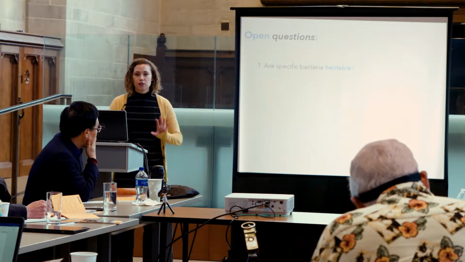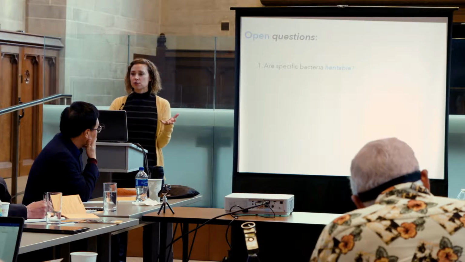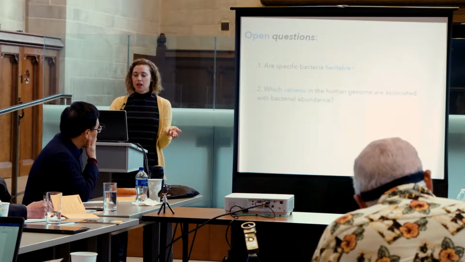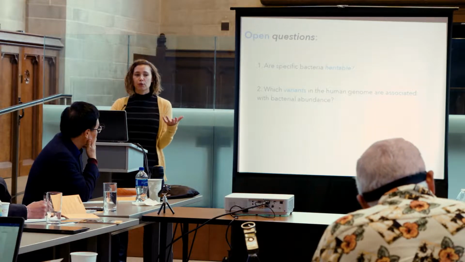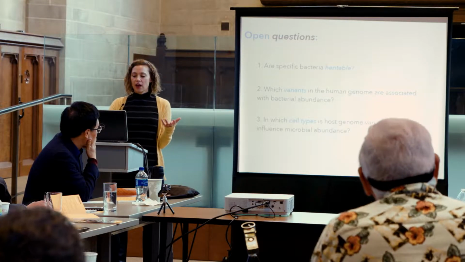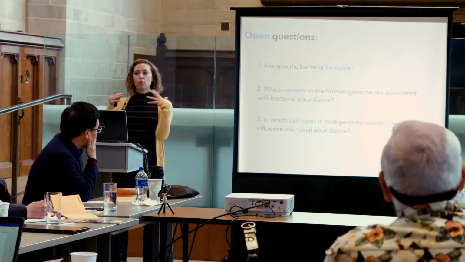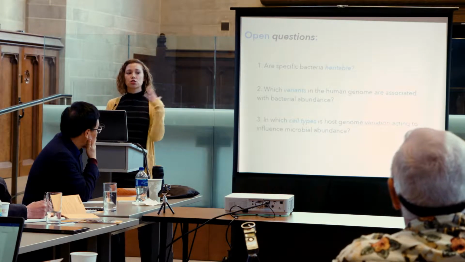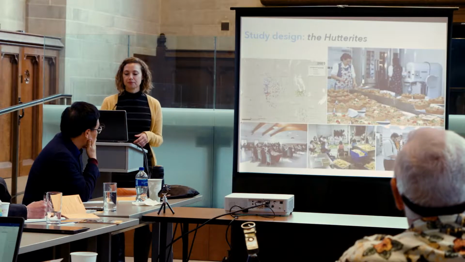So like I said, there are some open questions that really inspired this work. The first one was, are specific bacteria heritable? The second one is, if so, can we identify variants in the human genome that determine this bacterial abundance? And then third, can we take this out a step further, and can we actually identify what cell types in the body this host genetic variation might be acting in to determine microbiome abundance in the gut?